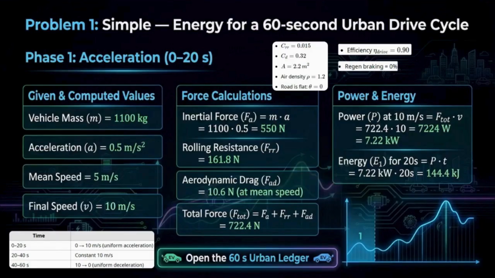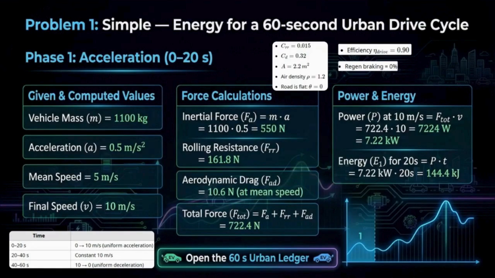Let us analyze an urban acceleration phase. The vehicle mass is 1,100 kilograms, and the acceleration is 0.5 meters per second squared. The inertial force equals mass times acceleration, which gives 550 newtons. Now we add rolling resistance, which is 161.8 newtons. Next, we include aerodynamic drag at a mean speed of 5 meters per second. The drag force is 10.6 newtons. The total force becomes 722 newtons.